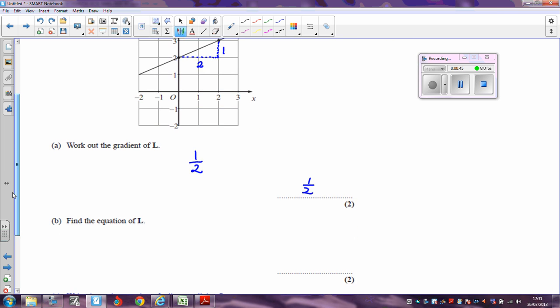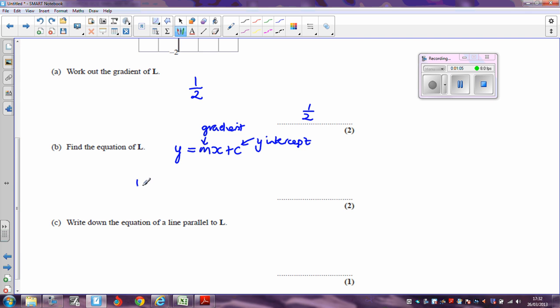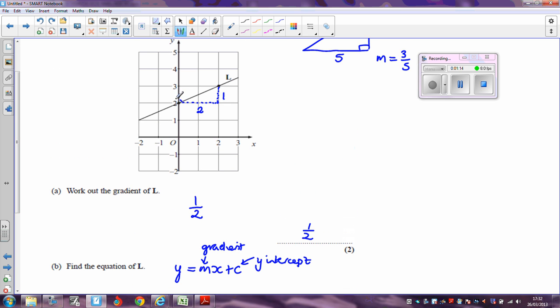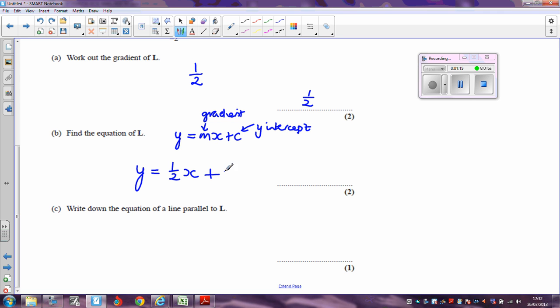So now I've got to find the equation of L, and I know that the general equation of a straight line is y = mx + c, where m is the gradient and c is the intercept, or the y-intercept, in other words, where the line hits the y-axis. So in this case, I know already that the gradient is a half, so y is equal to half x plus, and now if I look back at the diagram, where the graph cuts the y-axis is there at 2, so the intercept is 2, so the equation of the line is y = ½x + 2.